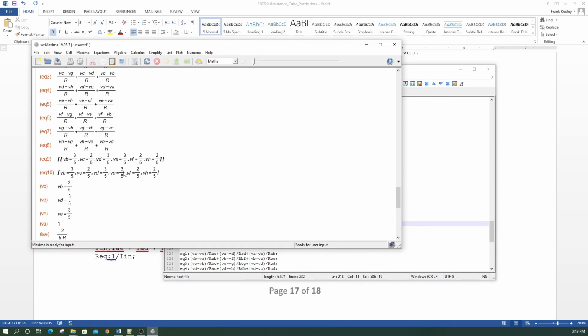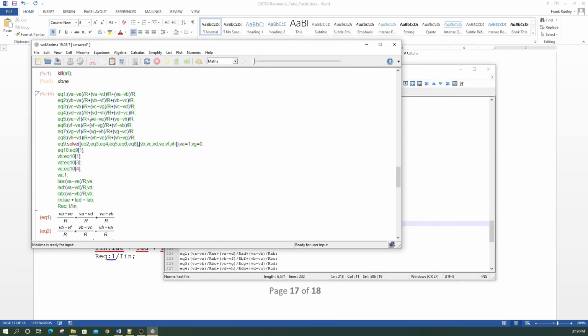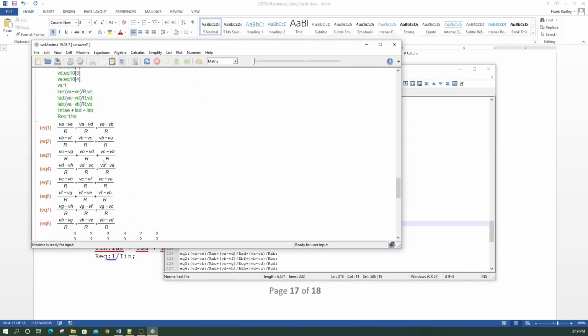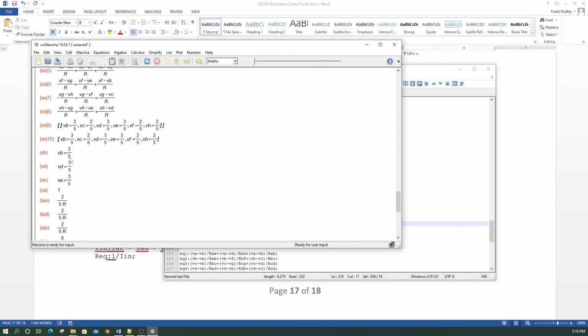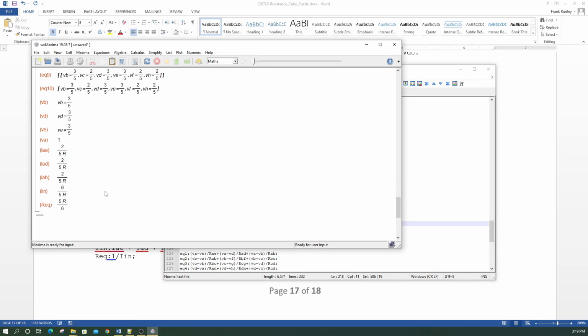So it's the same thing again. This is what you get out of Maxima. This is my input in green, and this is what Maxima gives you. It rewrites the equations, and it solves for the voltages. So I need VB, VD, VE to sum them up, and there are 3 currents again, and when I sum them, it's 6 over 5R. Since I assumed 1 volt, my answer becomes 5R over 6. So that's the solution when I'm going from far corner to far corner.